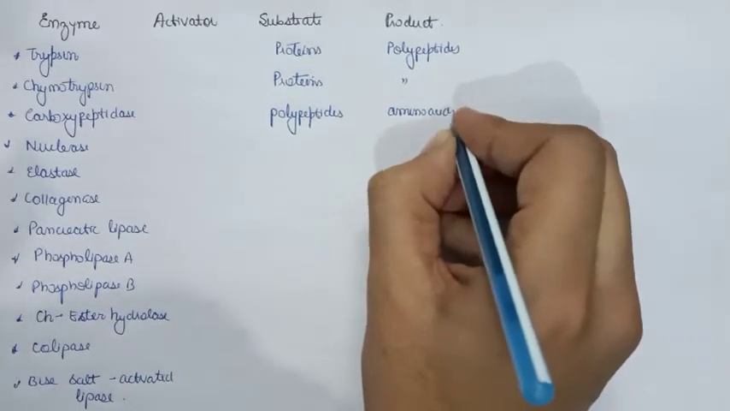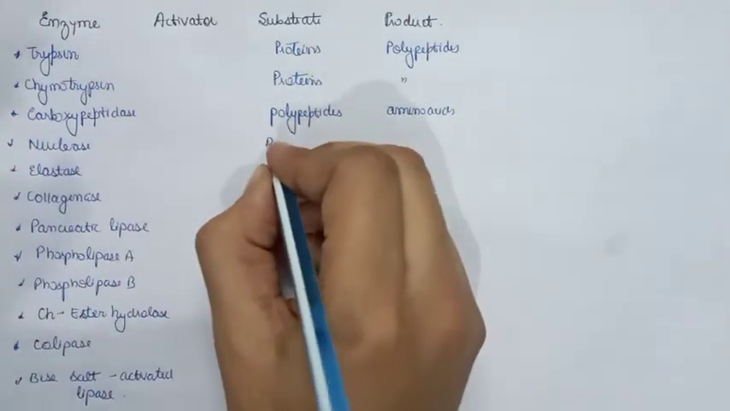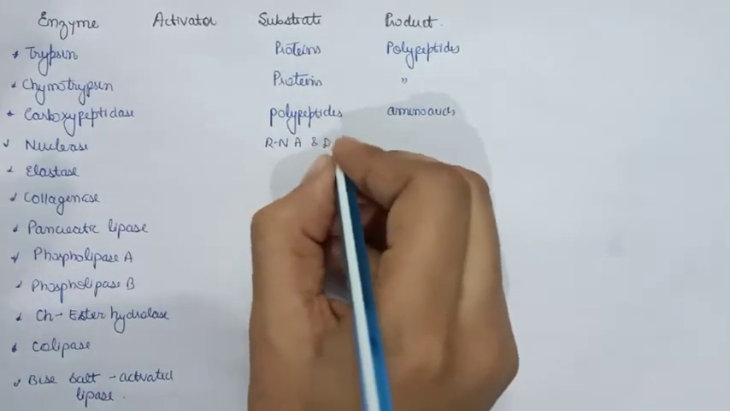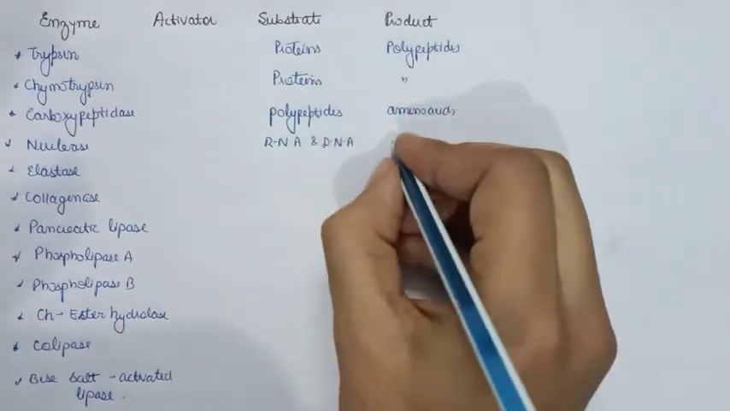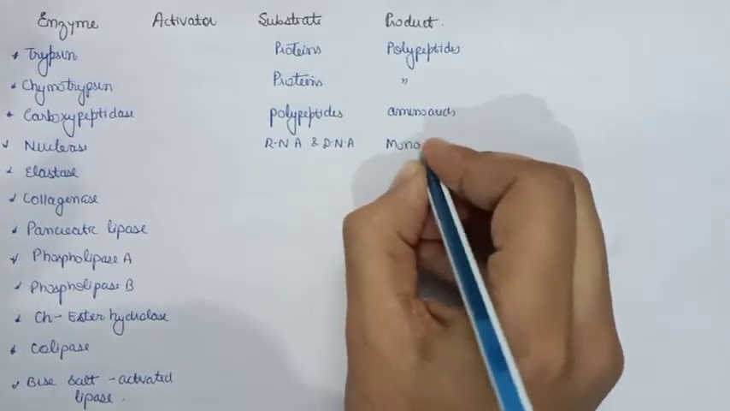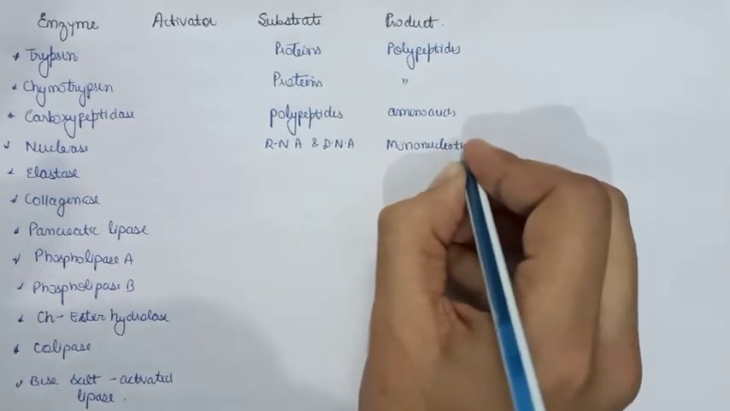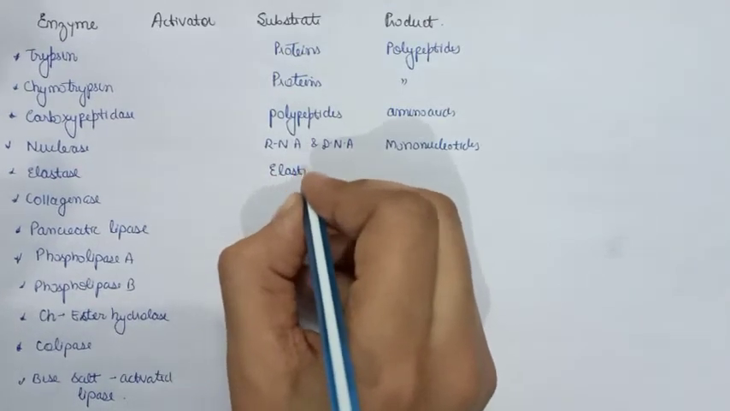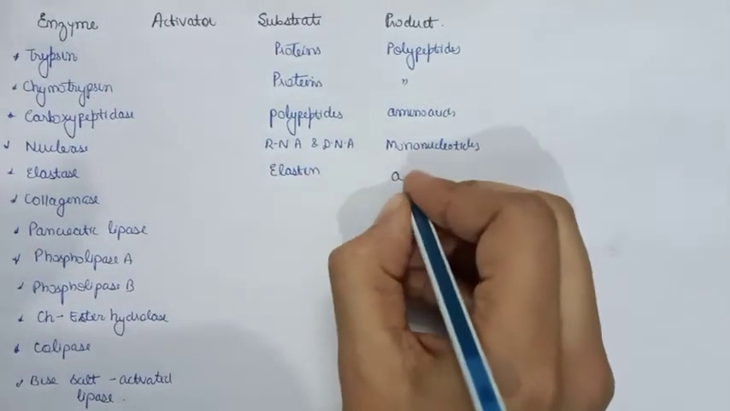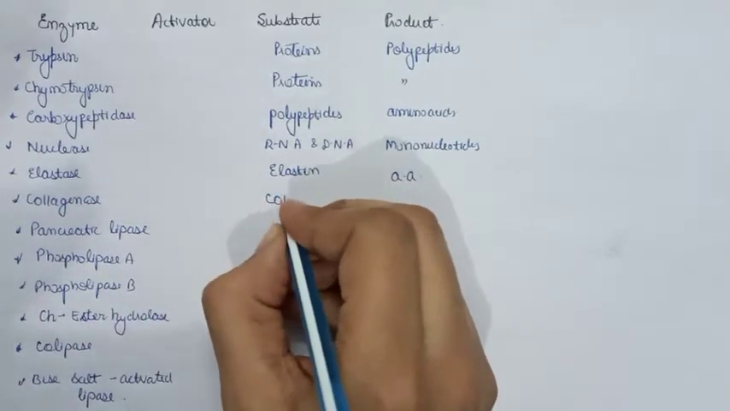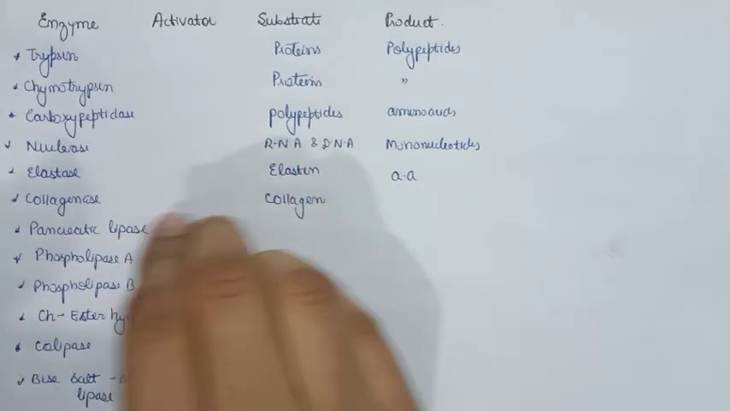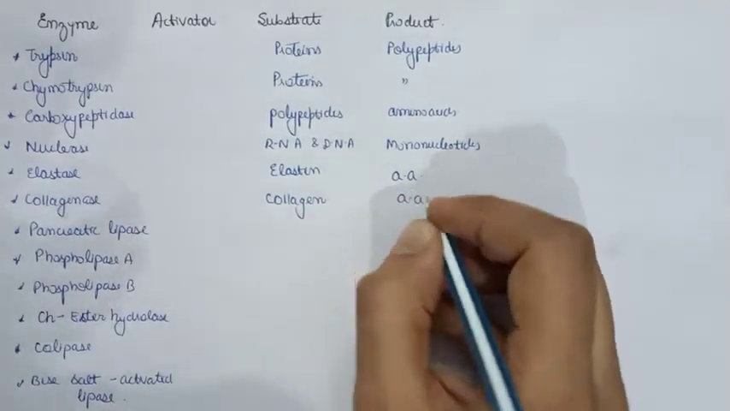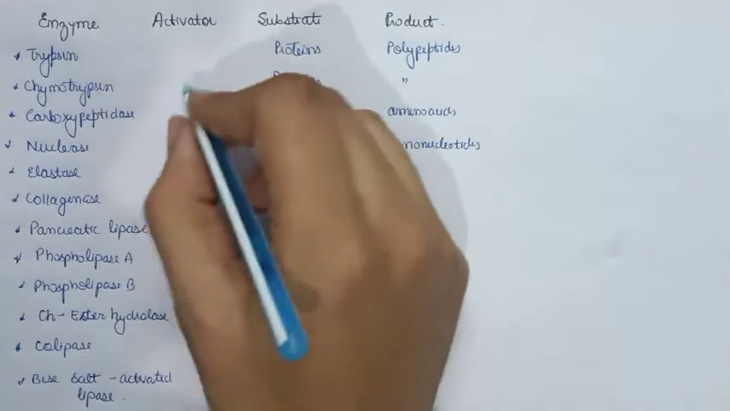Nuclease, as the name suggests, converts RNA and DNA into their constituent molecules, the mononucleotides. And elastase, as the name suggests, converts the elastin protein. Elastin is basically a modified protein, and it is converted into amino acids. Collagenase converts the protein collagen, the most abundant protein, into amino acids. So this was all the enzymes related to the proteolytic group.